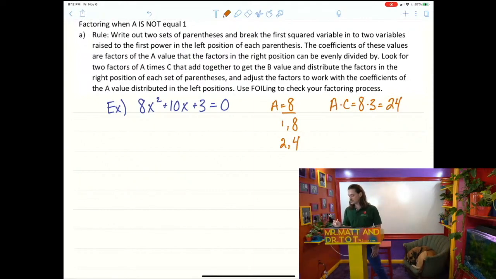A times c is 24. Start with 1 in the number, 1 and 24, 2 and 12.